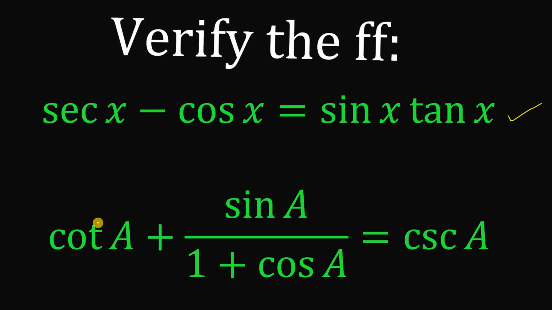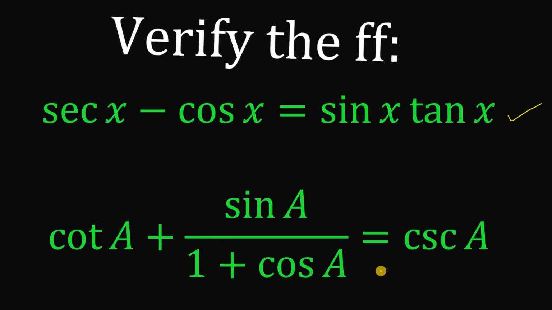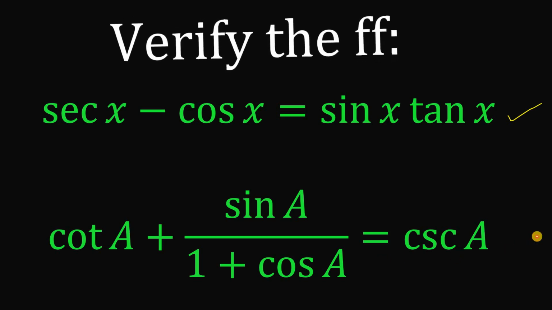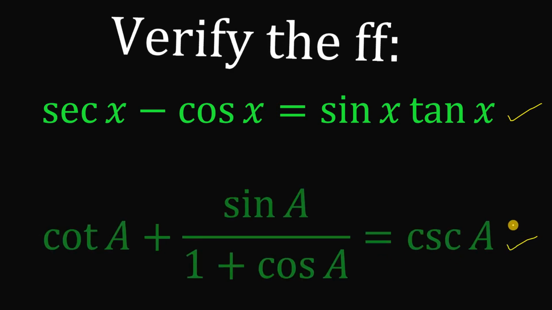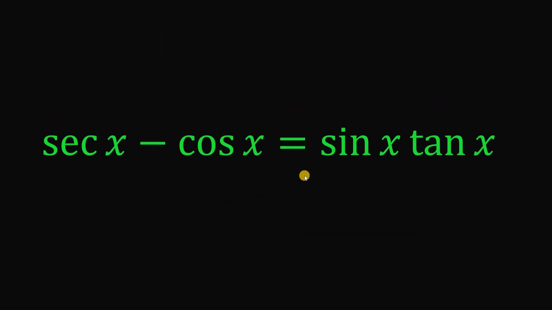Now the second identity that we need to verify is this identity. Cotangent A plus sine of A over 1 plus cosine A equals cosecant of A. Now, let's start with the first identity.